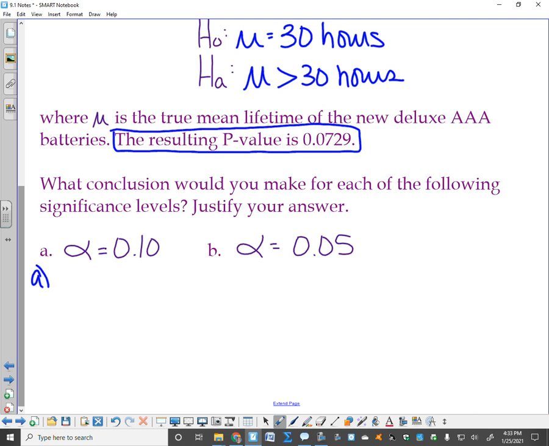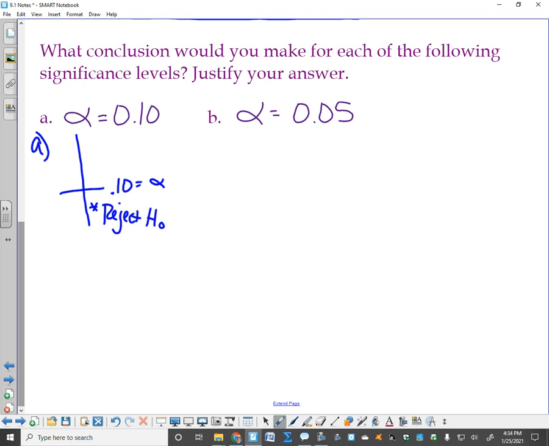For A, think about this. Remember, alpha, there's my 10%. That's alpha. My p-value is 0.07. So my p-value is down here. And when it's down here, we reject H sub O. When your alpha is greater than your p-value, or your p-value is less than your alpha, however you want to think about it. Okay, so here's what I'm going to write.